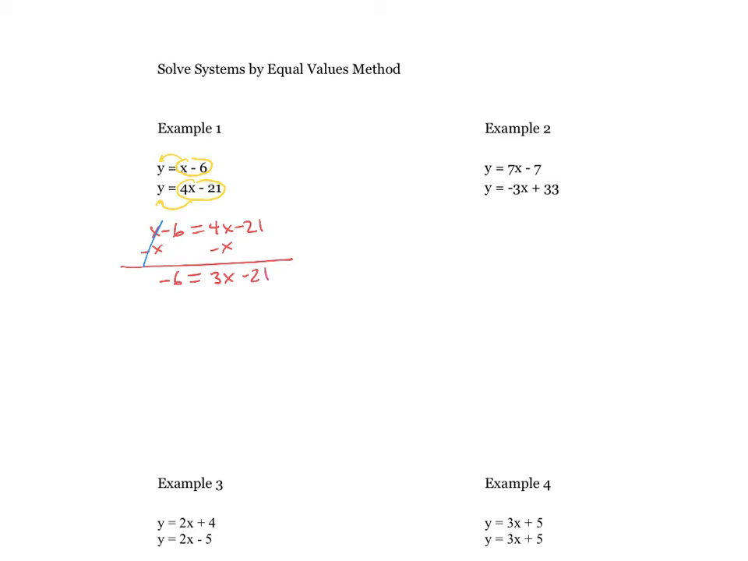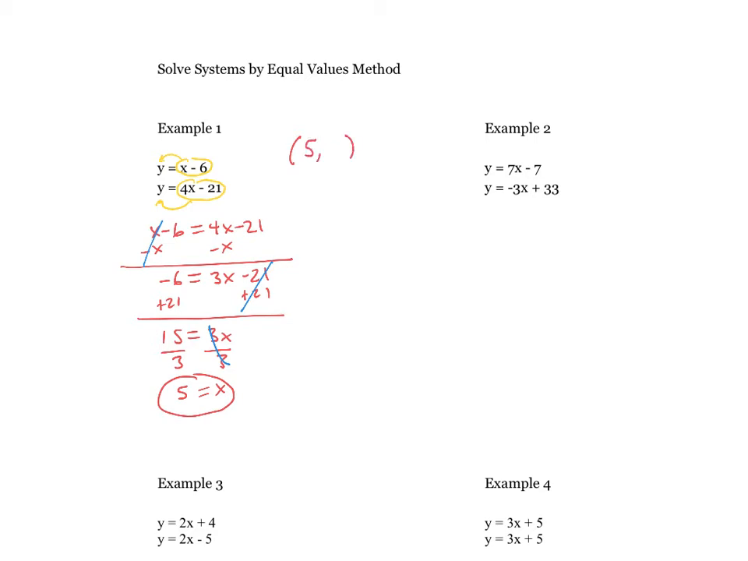Now, I still need to keep solving for x, so I'm going to add 21 to both sides. And negative 6 plus 21 is 15, and I bring down the 3x. And then I divide both sides by 3. And that leaves me with x equals 5. So I am halfway finished solving this system of equations. I know that the point of intersection has an x equal to 5.